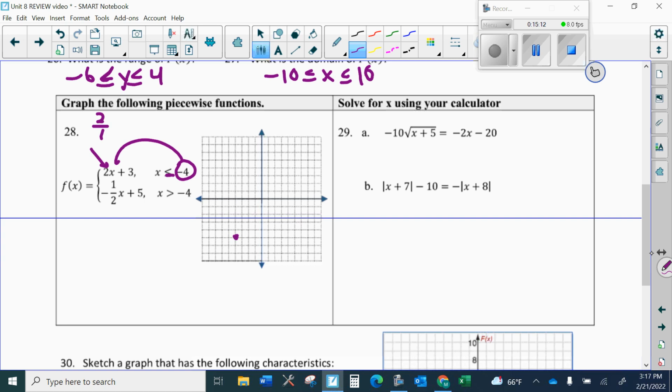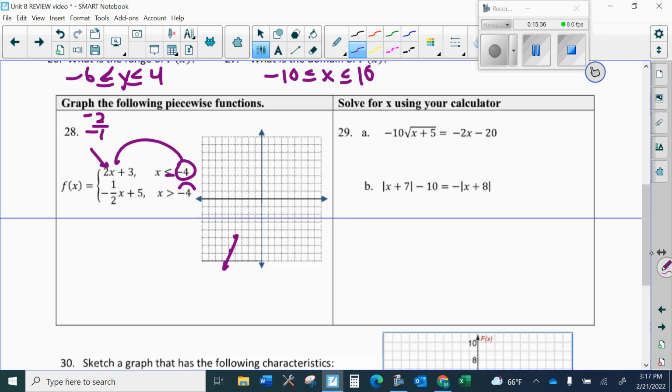Now it says x is less than or equal to -4, so it's got to be shaded over here on this side. Slope of 2, if I use 2 over 1, it would go up 2 and right 1, and that's going to the right. I need it to the left, so I need to put negatives on both those and go down 2, left 1. Okay, and there's that piece of it right there, so it's to the left of -4.